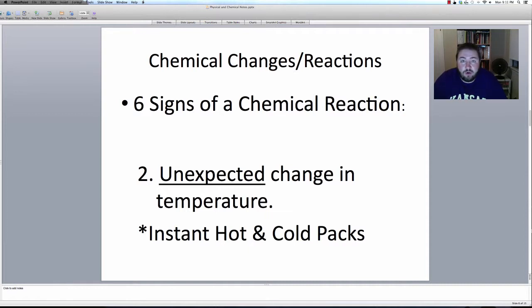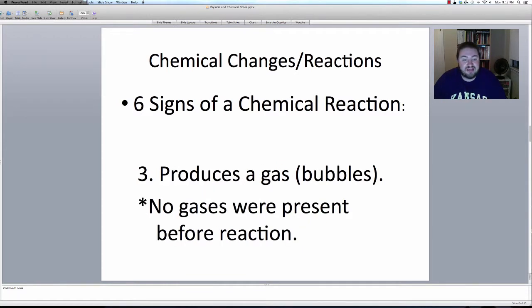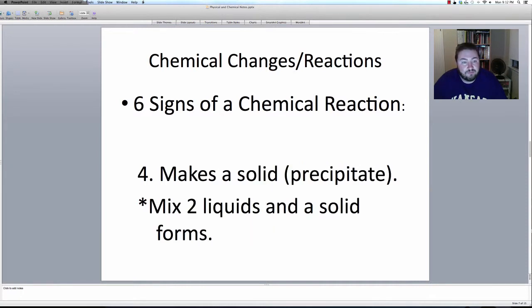Instant hot packs and instant cold packs are a great example of that. You click a little button, you mix some things together, and all of a sudden we either get really hot or really cold because a chemical reaction happened. The next sign, we produce a gas. We start to see bubbles. So no gas was present to begin with. There was no bubbles before the reaction, but we mixed 2 liquids or a solid and a liquid, and all of a sudden we see bubbles, and we're producing a gas. Great sign that a chemical reaction has occurred.